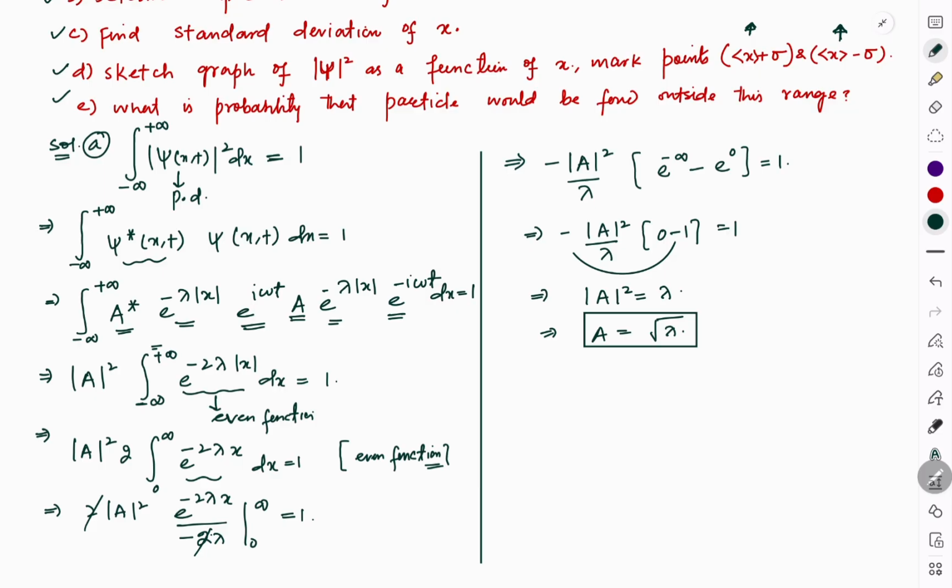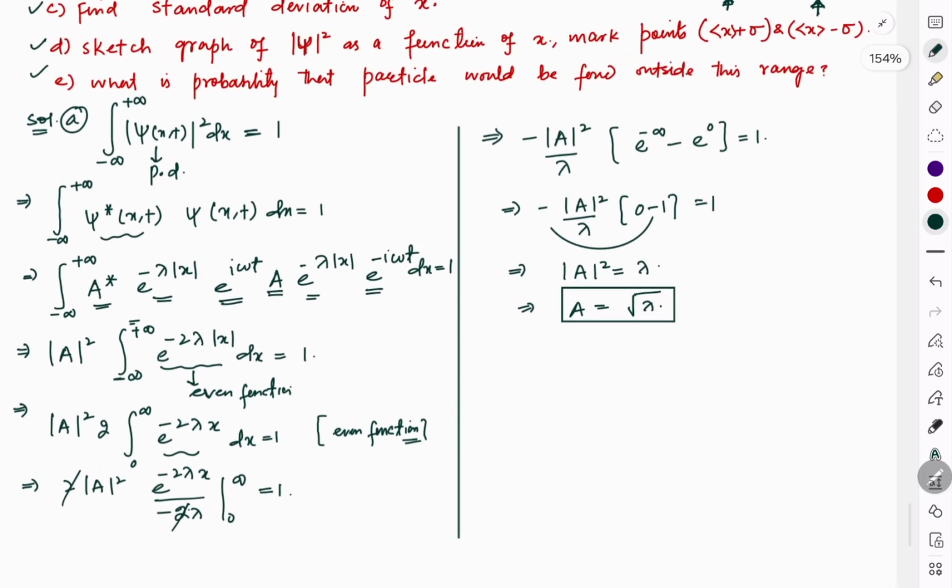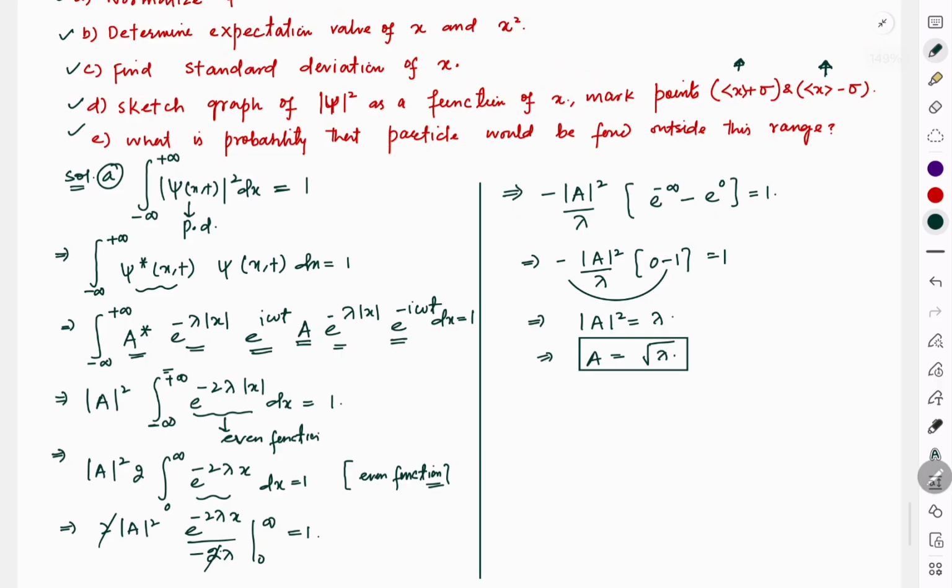Now let's move to the other part, which is part b. What is part b? We have to find the expectation value of x.